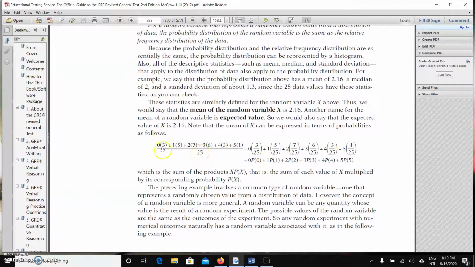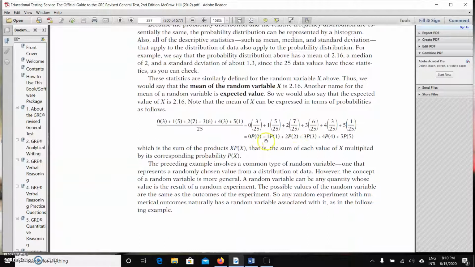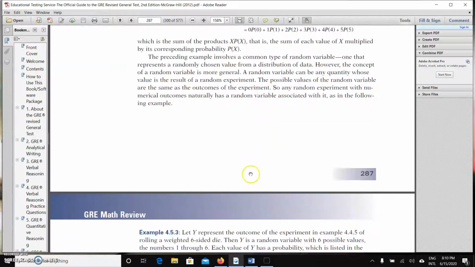This is the mean, 0 times 3. So instead of having 3, you can have 3/25, 5/25, 7/25, 6/25, 3/25, 1/25. So that's what it does. And that shows the probability of 0, probability of 1, probability of 2, probability of 3, probability of 4, and probability of 5. So that's that.